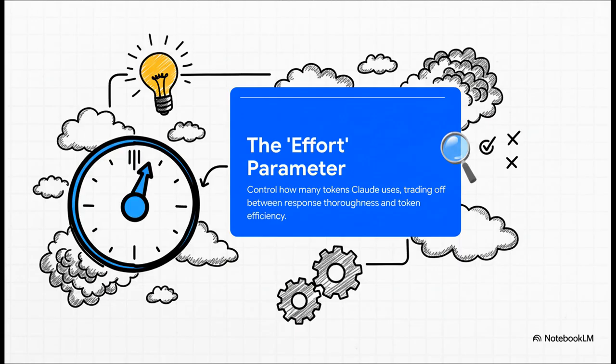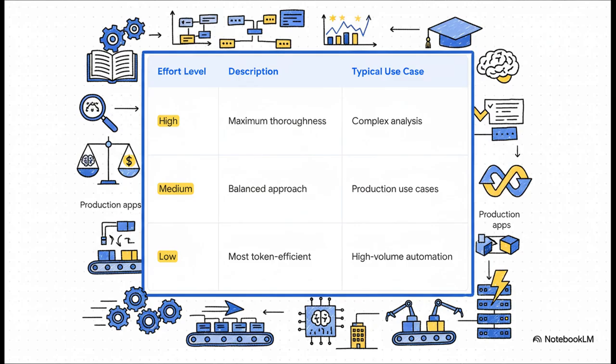By default, it's turned up to high, so Claude gives you the most thorough answer it can. But you can turn it down to medium or even low and tell the model, hey, be a little more frugal with the tokens. And the best part is, you get this control without having to switch to a less powerful model.